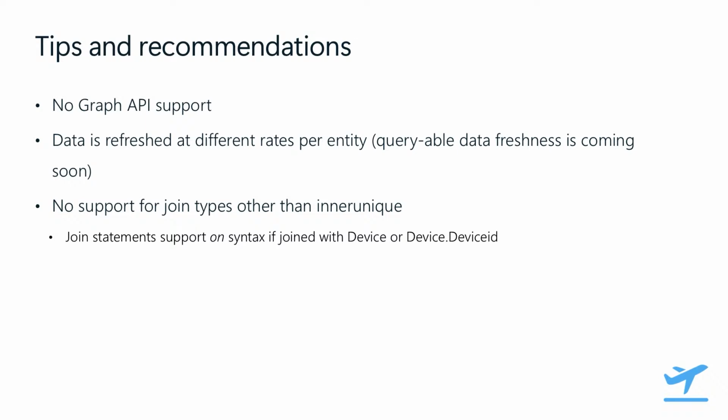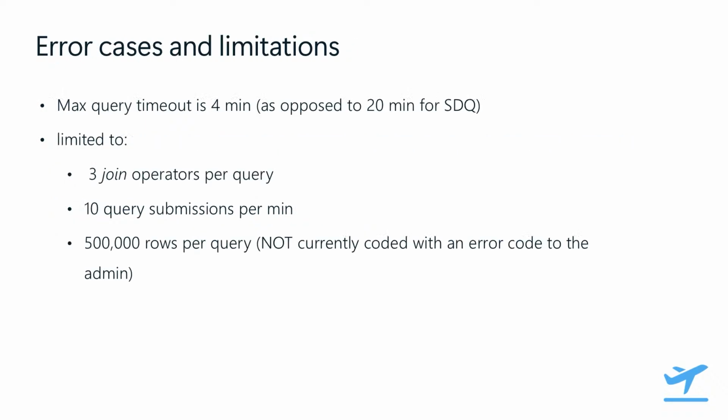And data is refreshed at different rates per entity, as opposed to being refreshed at each individual device level. And we're working on providing queryable data freshness, so that you can easily see which entities have refreshed at which time. There's no support for any join types besides inner unique upon release, and we're working on adding that after release. And if you try to join on anything other than inner unique as a type, it will be ignored. We do support the on syntax for join statements if you join with either device.deviceID or device, which is shorthand for device.deviceID.